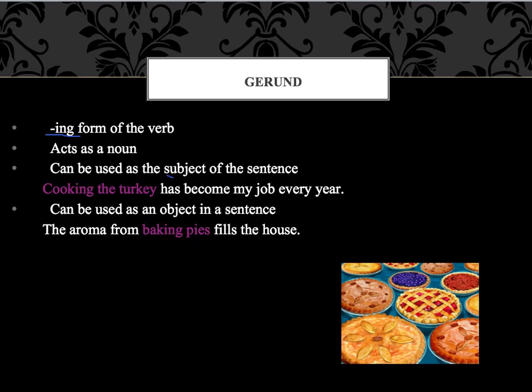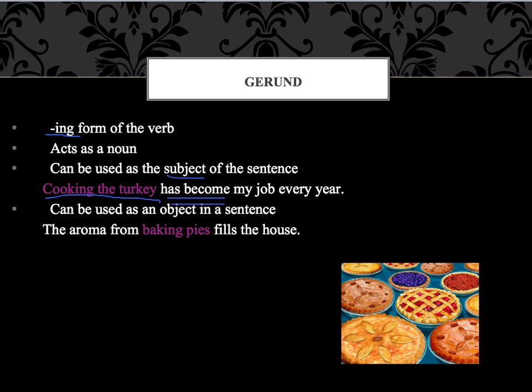It can act as the subject of a sentence. Cooking the turkey has become my job every year. Here's what we have. This is a gerund phrase. Okay, a gerund phrase consists of the gerund verb and its modifiers. It also then becomes the subject because cooking has become, right? And that is the verb of the sentence. So this gerund phrase makes the subject of the sentence.